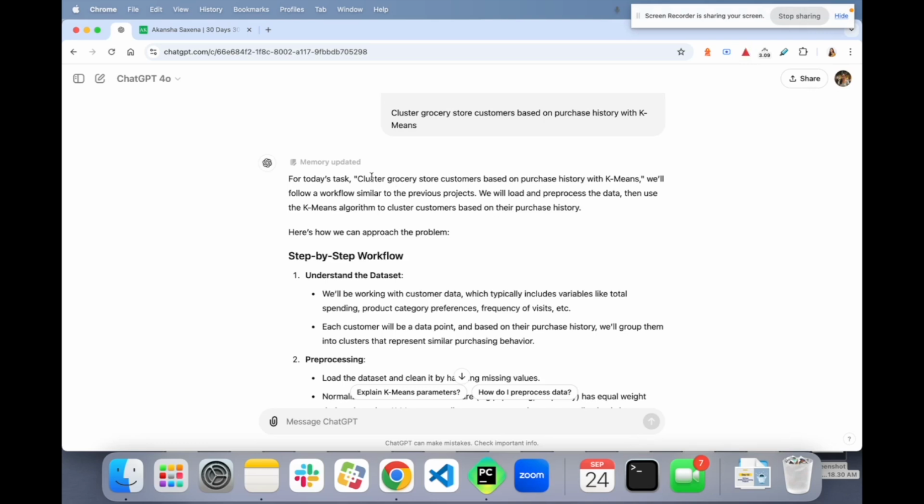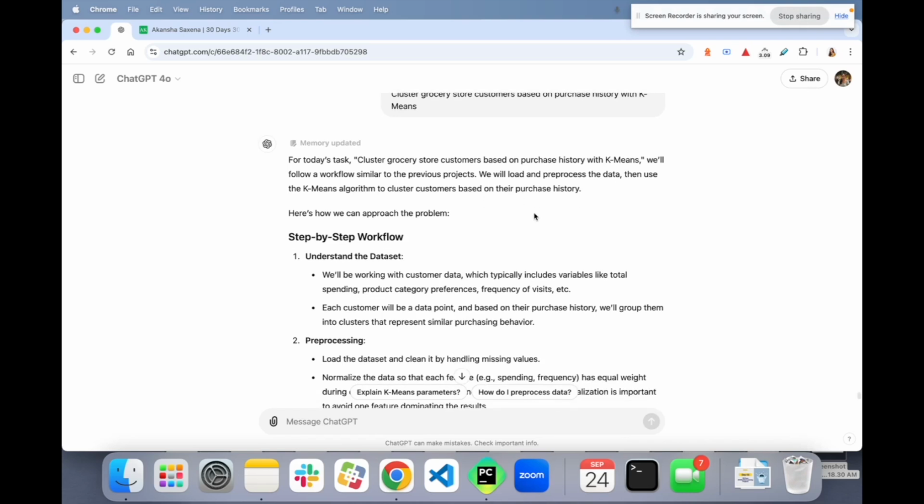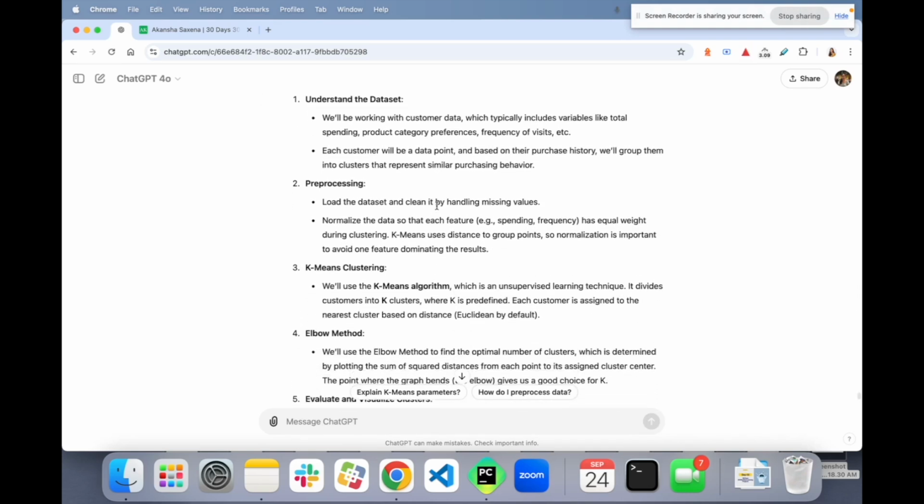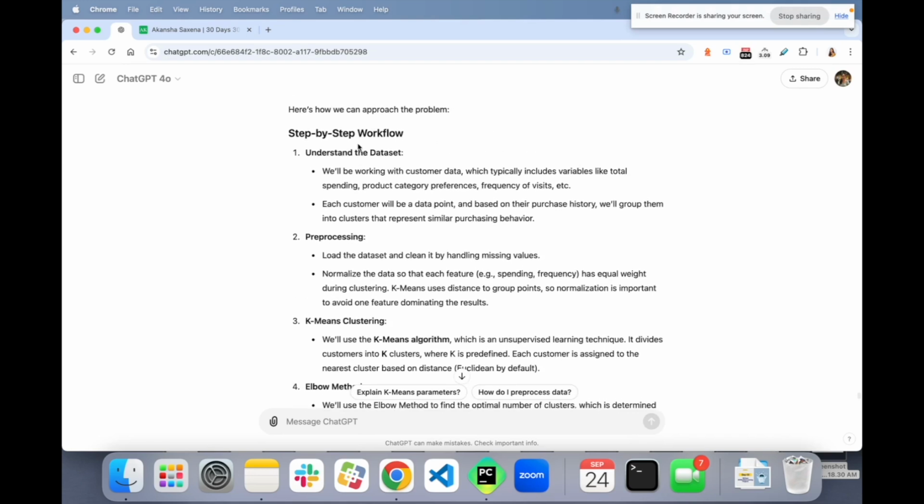Today's task: cluster grocery customers based on purchase history with k-means. We'll follow a workflow similar to the previous project, correct? We will load and pre-process the data, then use the k-means algorithm to cluster customers based on the purchases. Here's the step by step. We will be working with customer data, which typically includes variables like total spending, product category preferences, frequency of visits, etc. Each customer will be a data point, and based on purchase history we will group them into clusters that represent similar purchasing behavior.